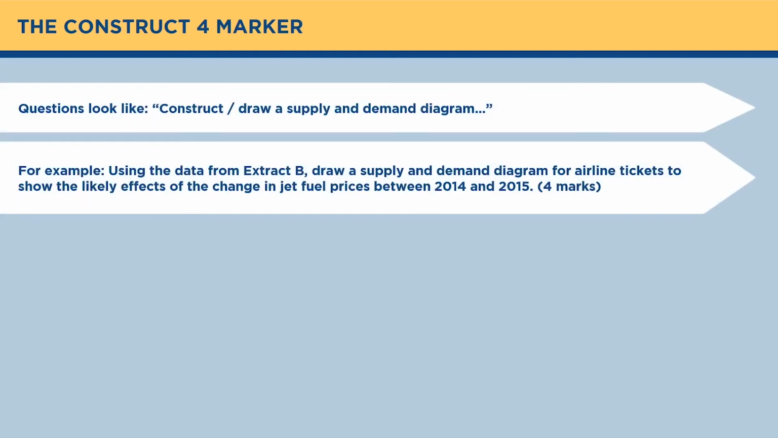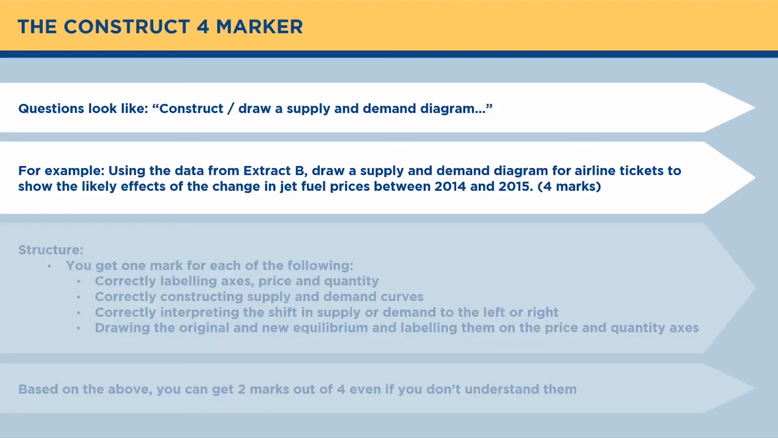The last type of 4 marker we're going to have a look at is the construct 4 marker. These all look the same. They're always going to say construct or draw a supply or demand diagram. It could be construct or draw a market map as another example, but most commonly you'd see a supply and demand diagram. The example is: using the data from extract B. As we mentioned, it's always going to say using the data from extract B, so you know exactly where to look. Draw a supply and demand diagram for airline tickets to show the likely effects of the change in jet fuel prices between 2014 and 2015.